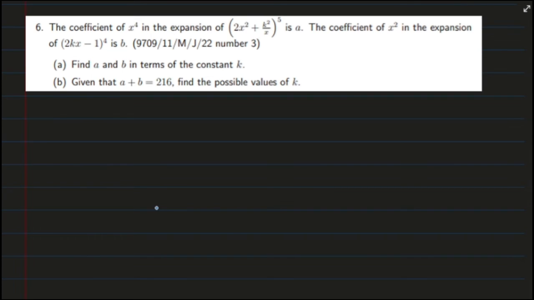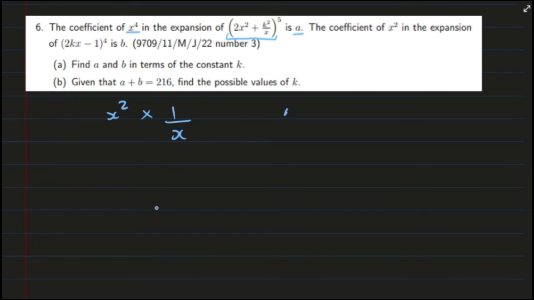Okay, so let's start with the first part. We're told that the coefficient of x to the power 4 in the expansion of this polynomial is a. Let's identify the term in x to the power 4. To find it, you could just expand the whole thing, but that would take way too long. So what we're going to do is look at the parts that have x only. From 2x squared, we have the x squared part, and then from k squared over x, focus on 1 over x, and these are multiplying.